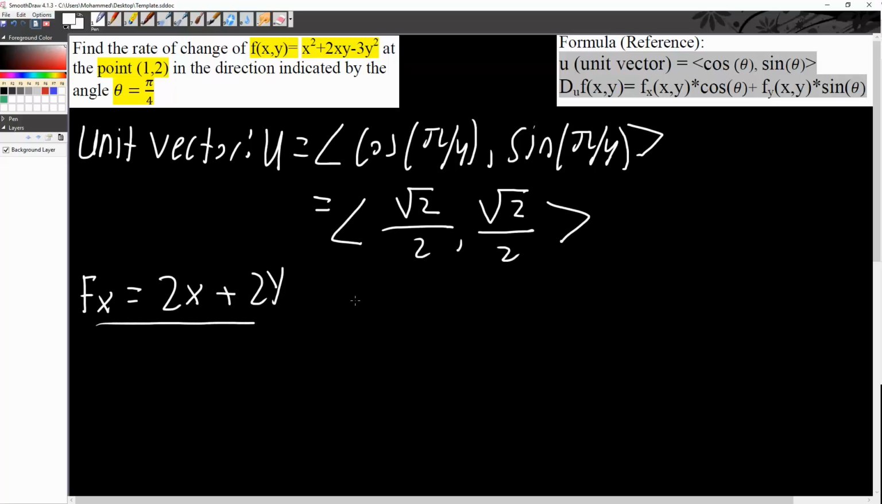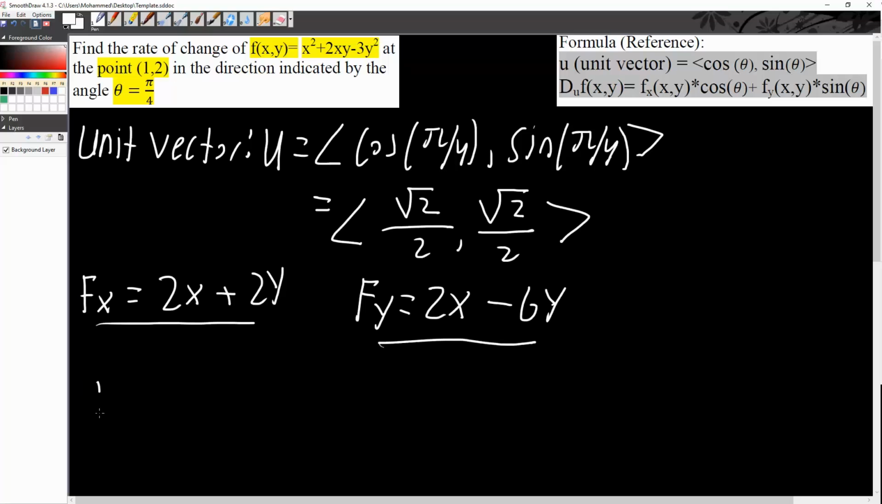Likewise, we need to get fy. And so that's going to be, so x squared is now the constant. So it is as though it's like 5 squared, so it would be 0. And then this 2xy would be 2x, because essentially x is a constant, and when we take the derivative of y, we would get just 2 times your constant, so 2x. And then this would be negative 6y. So now we pretty much got everything. So now we can set up.